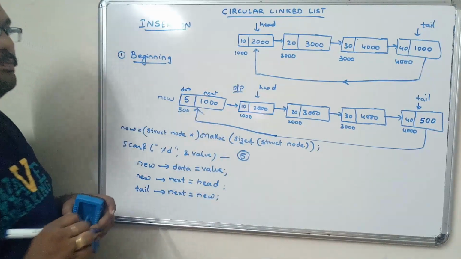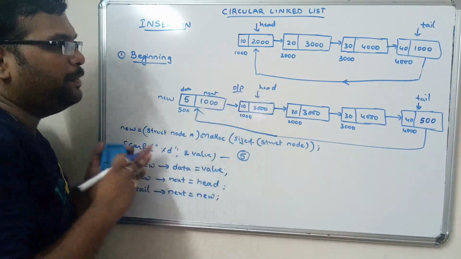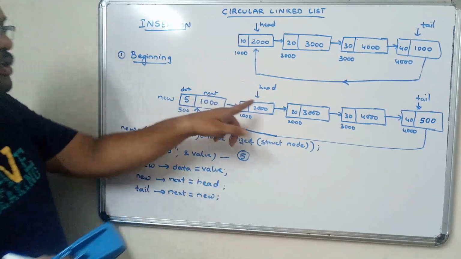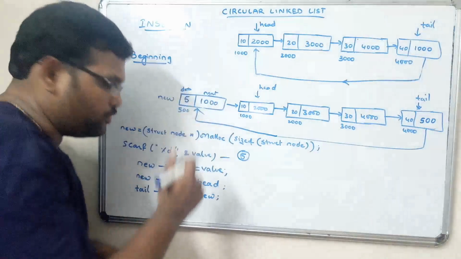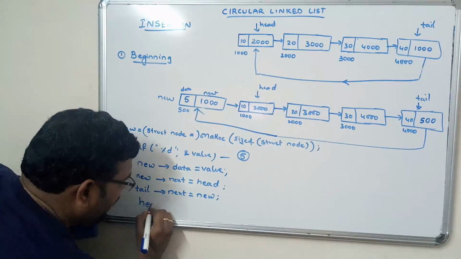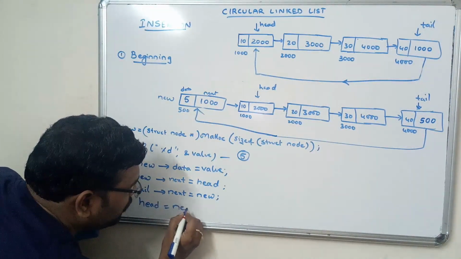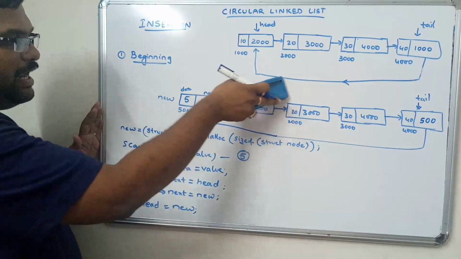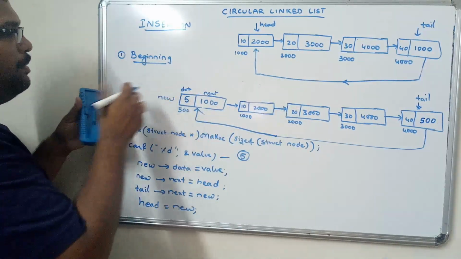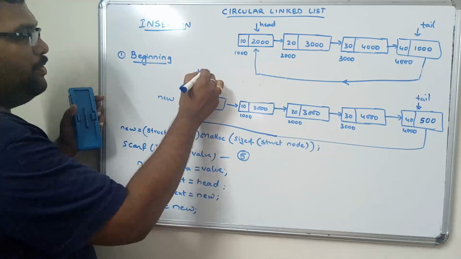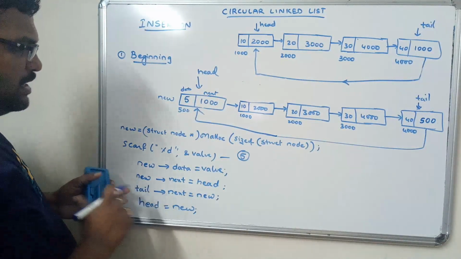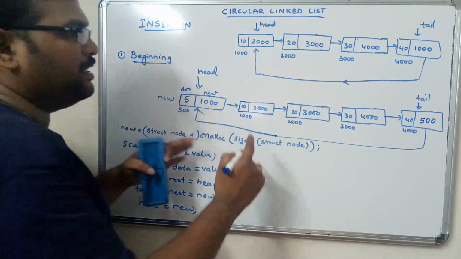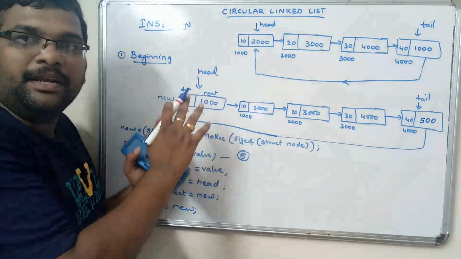Now head should be changed, because head is in the second node. Now head should be changed to the first node. So head is equal to new. So here head will be replaced and it will be assigned to new, right? So this is a small logic for inserting an element at the beginning.